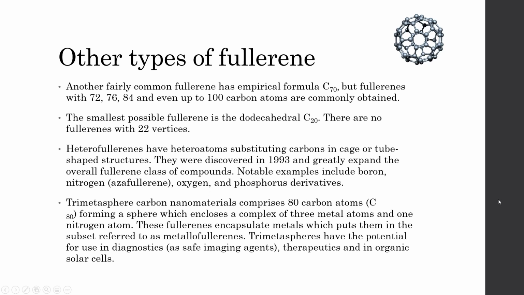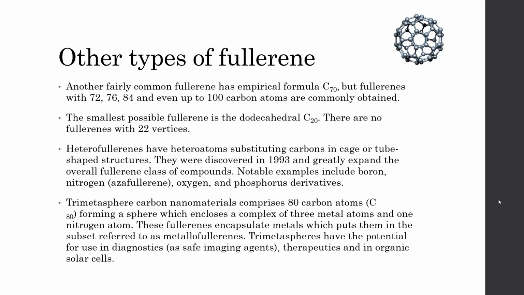Heterofullerenes have heteroatoms substituting carbons in cage or tube-shaped structures. They were discovered in 1993 and greatly expand the overall fullerene class of compounds. Notable examples include boron, nitrogen, also as a fullerene, oxygen, and phosphorus derivatives.